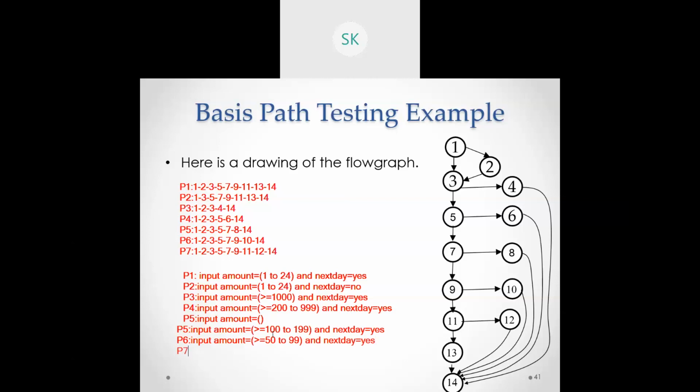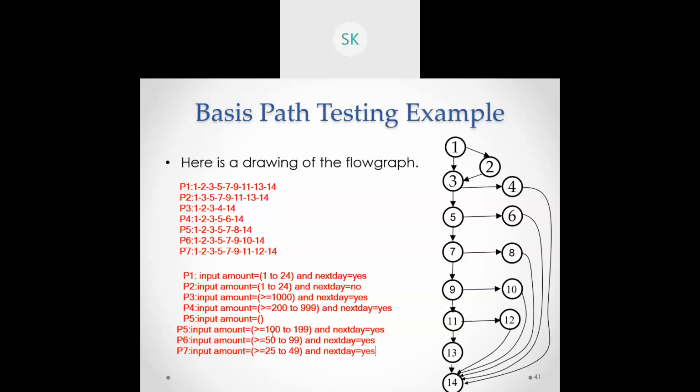Next one is the last one, P7. P7 input amount is equal to what it says. It should be greater than or equal to 25 to 49, and next day is equal to, no, sorry, yes, according to our particular example that we have chosen, is yes. So this is how I need to choose the input amount.